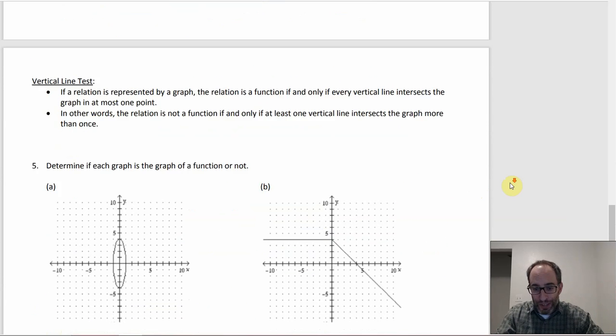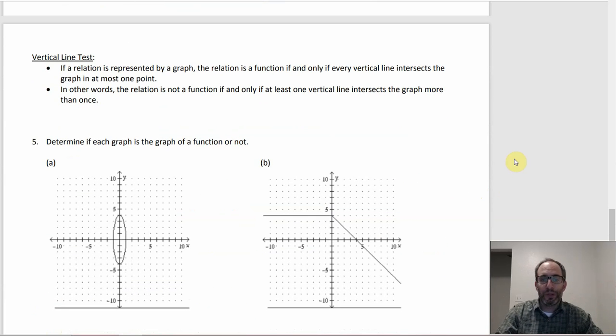If you have a graph, this is actually easier because you can use something called the vertical line test. If any vertical line intersects the graph in more than one point, then you don't have a function. And that would bear itself out with ordered pairs too. For the first one, you could just use the y-axis, because that's going to hit that oval on the top and on the bottom.